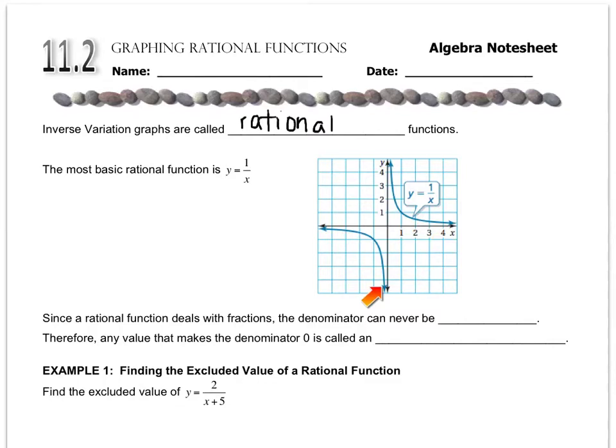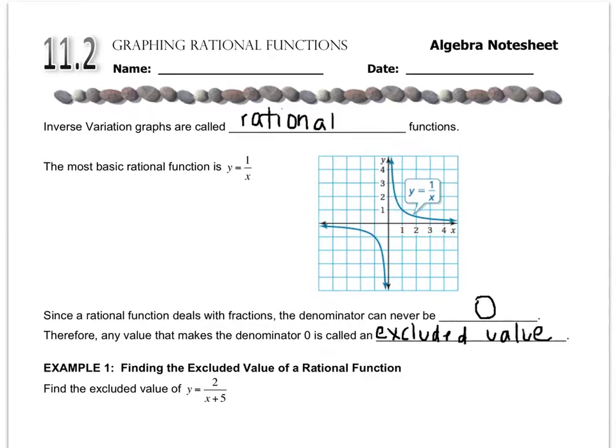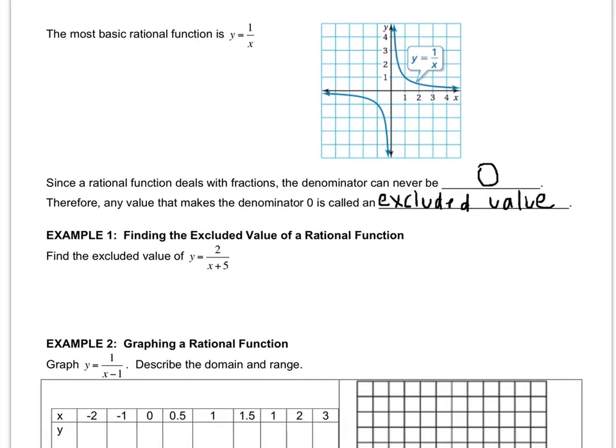Since a rational function deals with fractions, the denominator can never be 0. And we experienced that when we graphed earlier. Therefore, any value that makes the denominator 0 is called an excluded value. So let's just take it one piece at a time, and let's find out what the excluded value is.